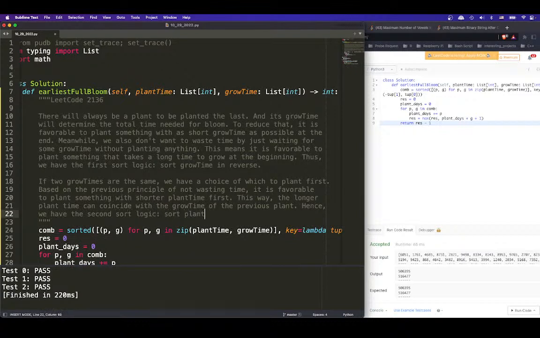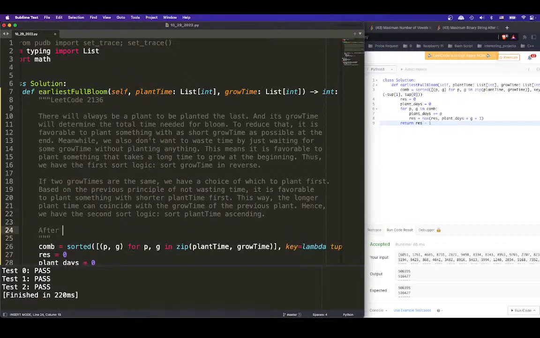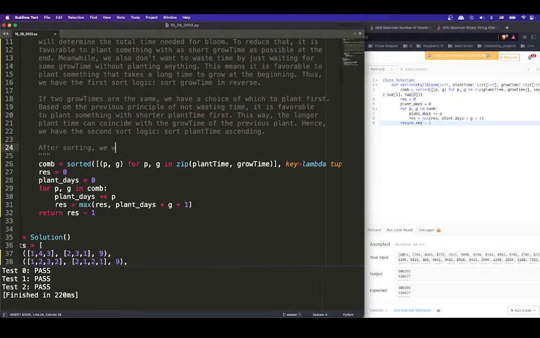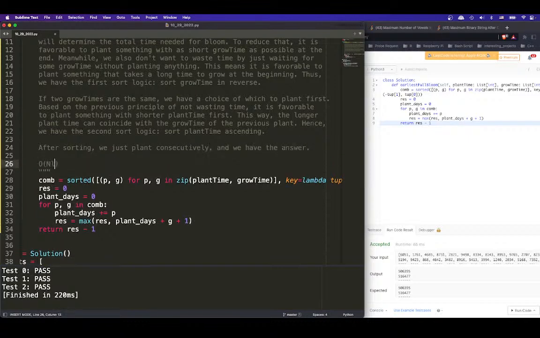Sort plant time ascending, and after sorting, we just plant consecutively, and we have the answer. That's kind of my reasoning.